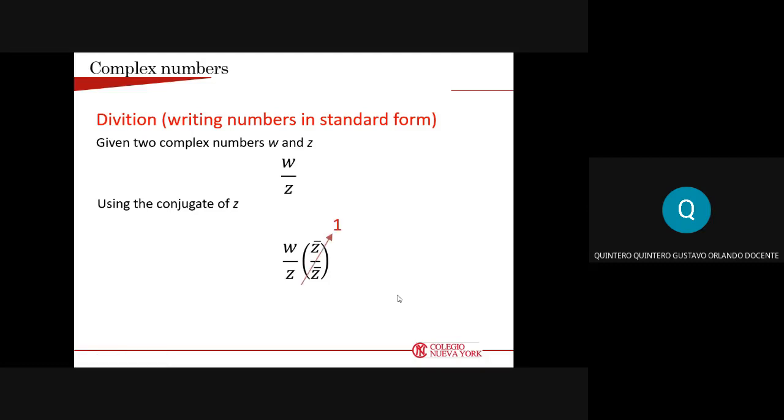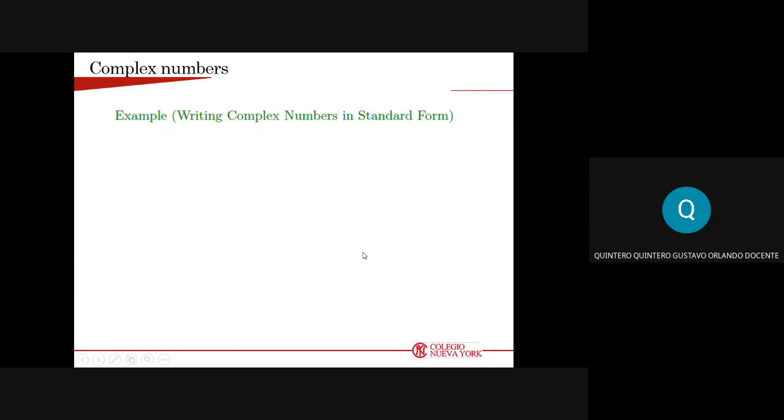Let's look at some examples. Oh, by the way, this is a 1, right? So this is the reason why we can do this multiplication. Because w over z is the same as w over z times 1. Remember, whenever you multiply anything times 1, the solution is always the same, right? It's the same as before. So by multiplying by 1, we didn't affect our division. Beautiful. All right, let's begin with some examples.